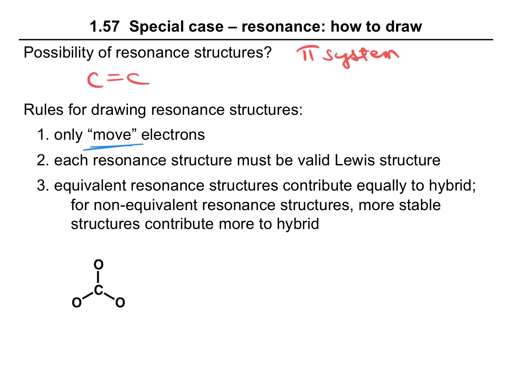Let's take a look at how we would draw the different resonance structures, starting with carbonate. So if this was the structure that we started with, how should we look at this and try to figure out whether we can draw additional resonance structures? Well, we have a double bond, so that means that we have at least one pi bond, so we have a pi system. Now, what about these oxygens?